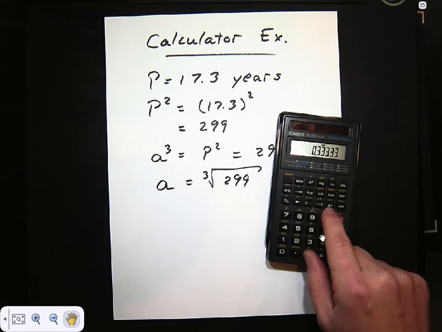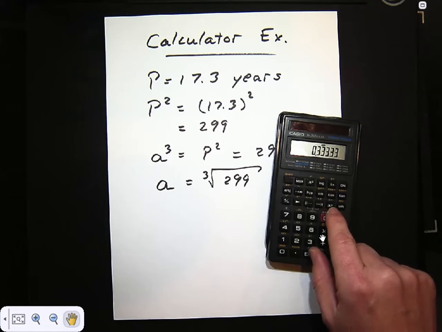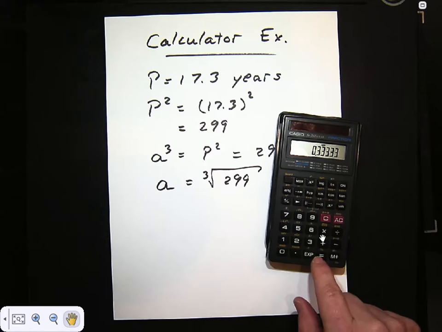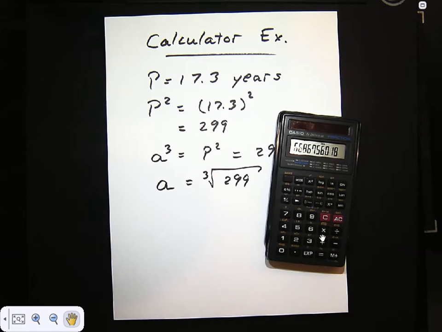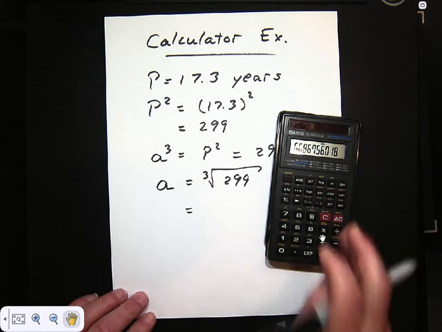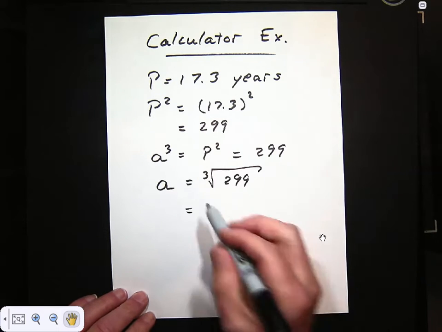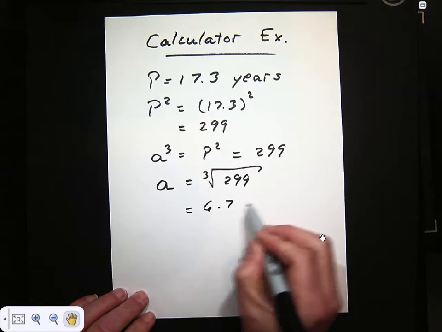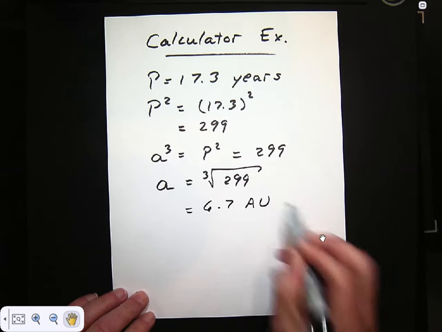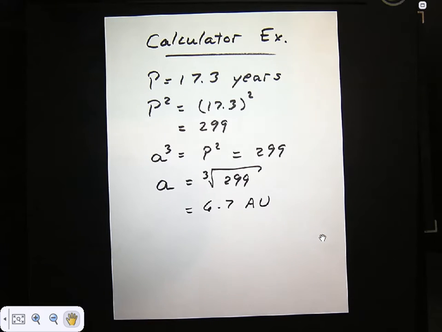You can hit the x to the y button again. That enters the y as the power. Or you can hit the equal sign. I'll hit x to the y. Get the same value, 6.686, and so on. So the answer here is 6.7, and that's in astronomical units because the period was provided in years.